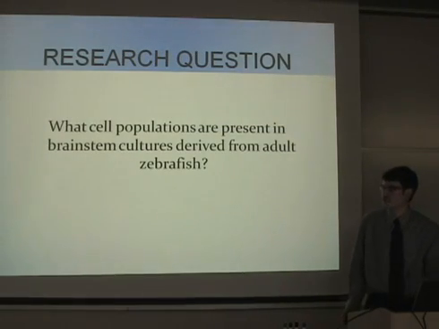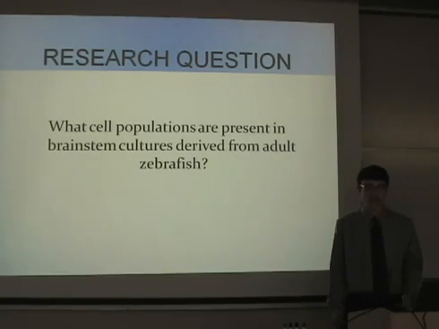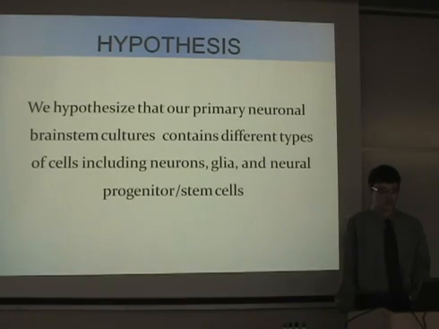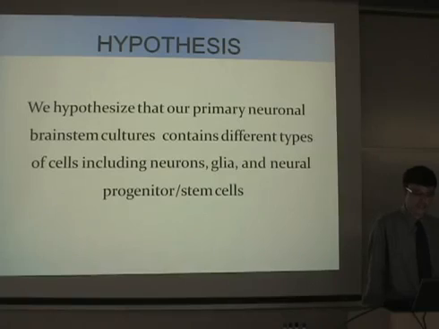So the research question for my experiment is, what cell populations are present in brainstem cultures derived from adult zebrafish? In order to answer that question, we developed a hypothesis that our primary neuronal brainstem cultures contain different types of cells, including neurons, glia, and neural progenitor or stem cells.